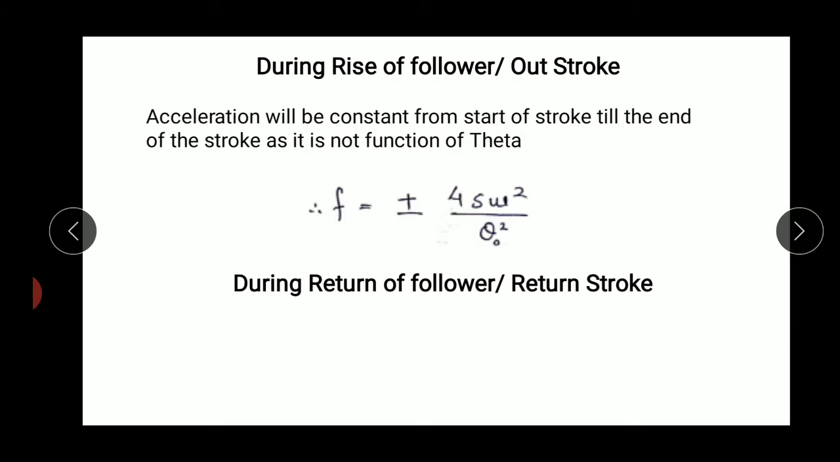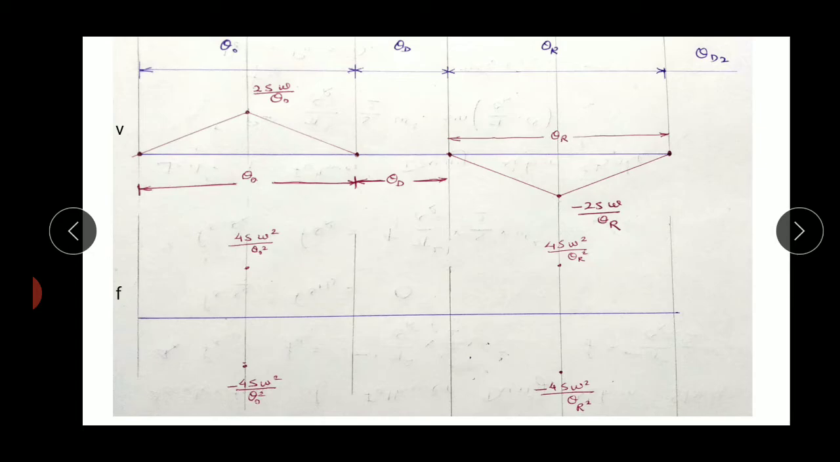So during return of the follower, the acceleration will be the same. The only difference is that instead of theta o, we will have theta r, and the sign changes from positive-negative to negative-positive, so minus plus over here. Now how to plot it, we will see in the next graph.